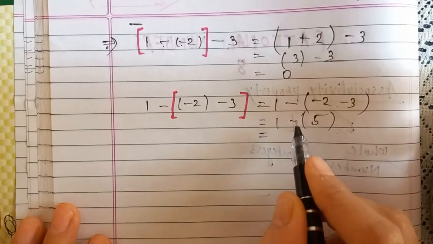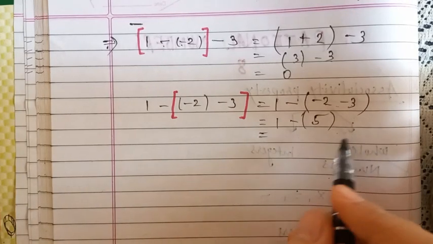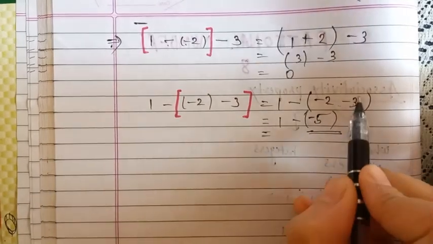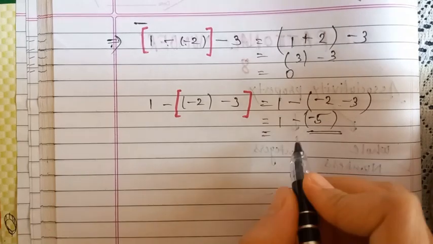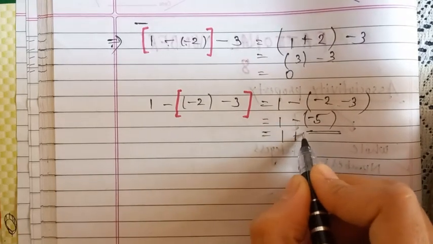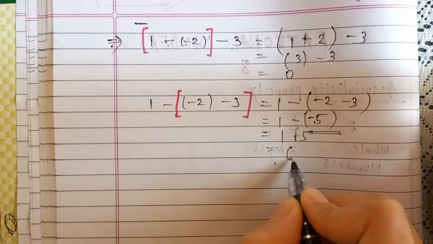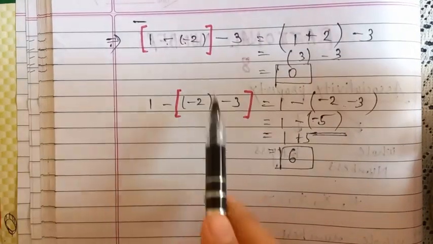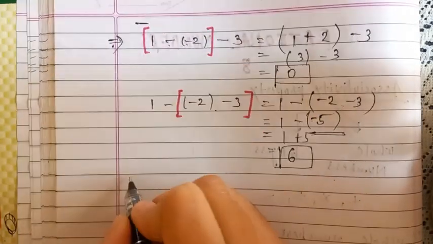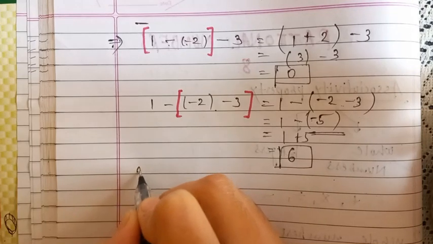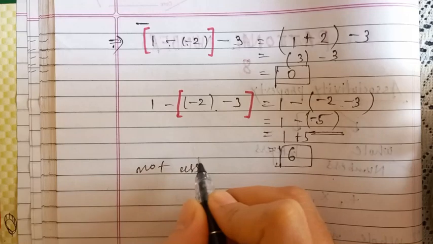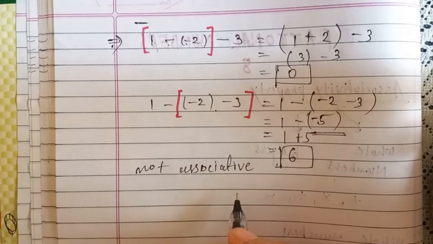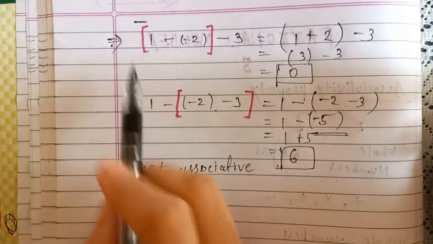before proceeding further, check again. The answer is not 5, the answer is -5, because the bigger digit has a minus sign. So 1 minus -5 becomes 1 plus 5, which is 6. Then you see the answers are not the same after making different groups. So subtraction is not associative. Okay, addition is, but subtraction is not.